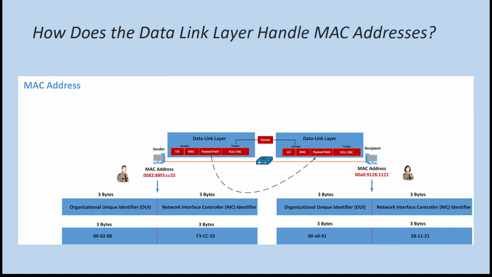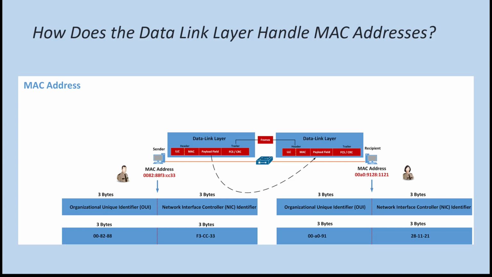How does the data link layer handle MAC addresses? Media Access Control, or MAC addresses, are like unique digital IDs assigned to devices in the world of networks. Think of them as the social security numbers for gadgets, giving each one its own special identity in the busy digital neighborhood. Now, let's talk about the wizard working behind the scenes, the data link layer, taking care of MAC addresses to make sure devices can talk to each other easily on the same network.